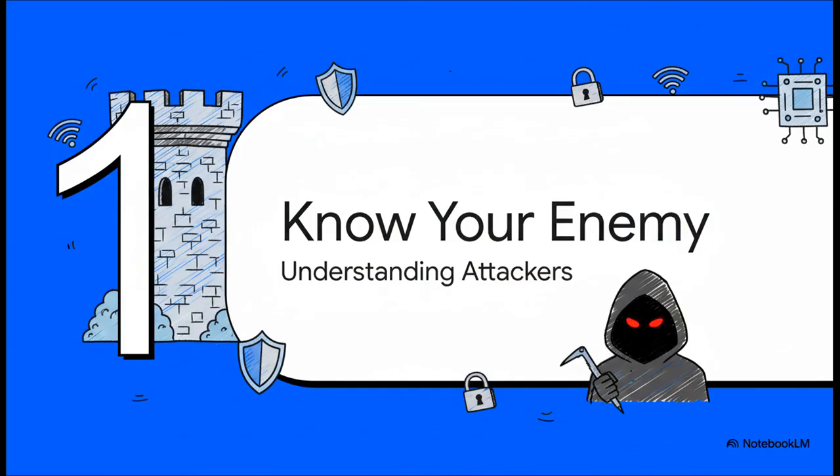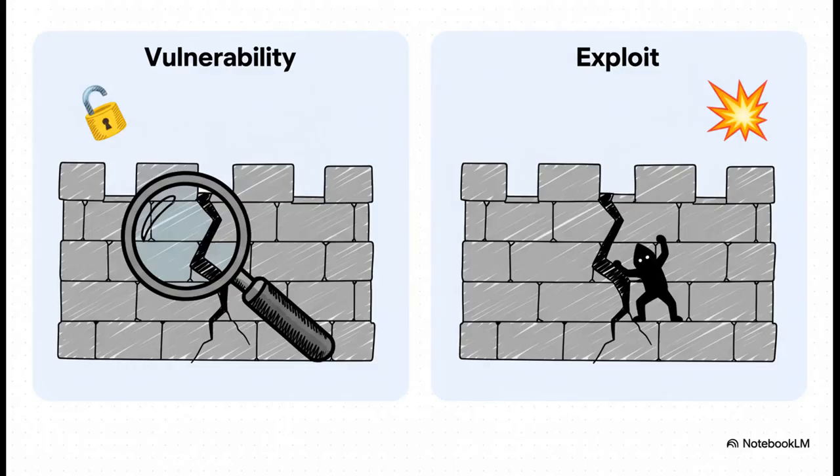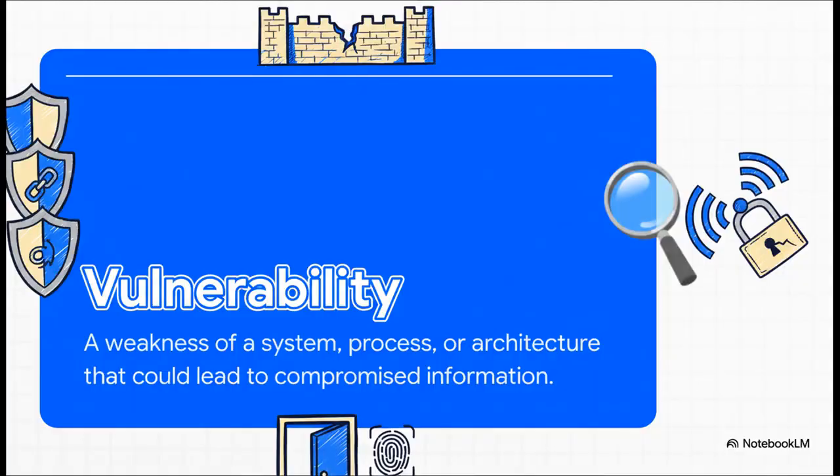Before we even think about building walls or setting traps, we need to get inside the attacker's head and understand what they're looking for. So let's kick things off with two words you hear all the time: vulnerability and exploit. They sound kind of similar, right? But they are two completely different things, and knowing that difference, well, that's step one to building a solid defense. So a vulnerability is basically just a weakness. It's a flaw, a crack in the armor, an oversight. The perfect analogy is a low fence around your property.